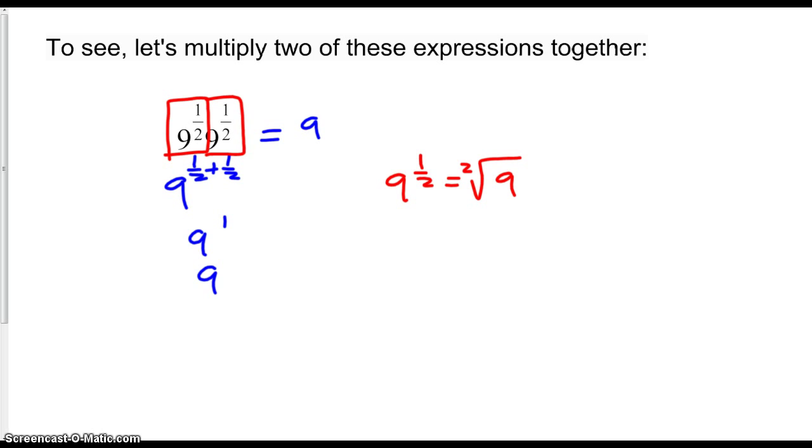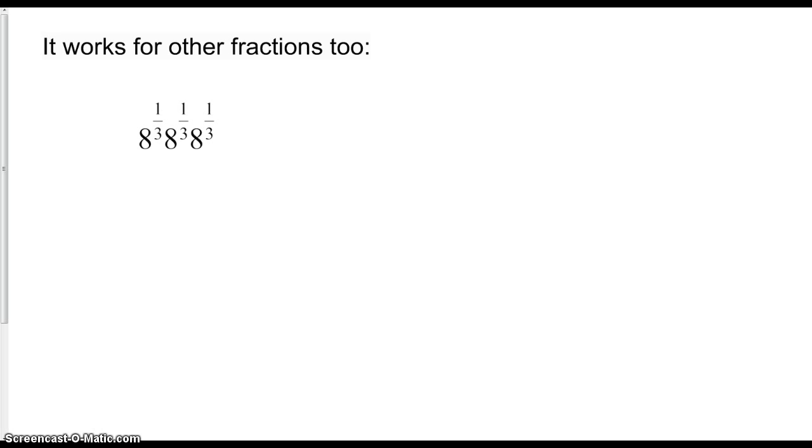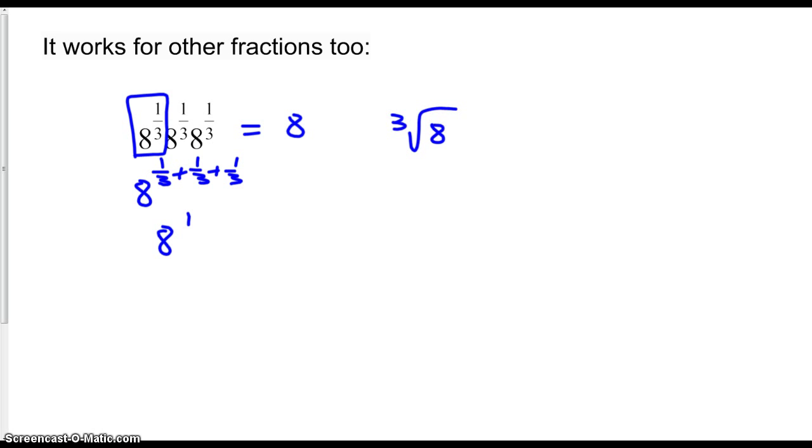Okay? Does that happen in general? Let's try 1/3. What is 8 to the 1/3 power? Well, 8 to the 1/3 power, if I multiplied 3 of those together, right, I would have 8 to the 1/3 plus 1/3 plus 1/3, which is 8 to the 1, which is equal to 8. And so that means each of these 8 to the 1/3 is the cube root of 8, right? It's the number that multiplies by itself 3 times to get 8, right? And so a fractional exponent does mean a root. Raising to the 1/3 power means the cube root of the number, right?